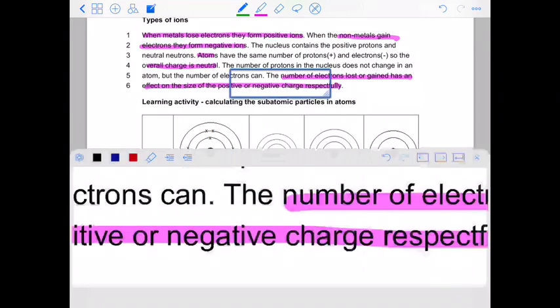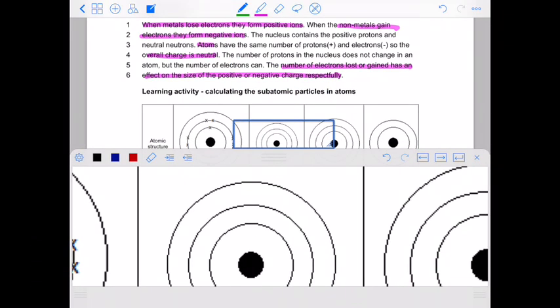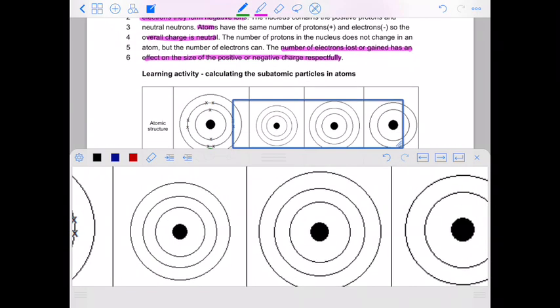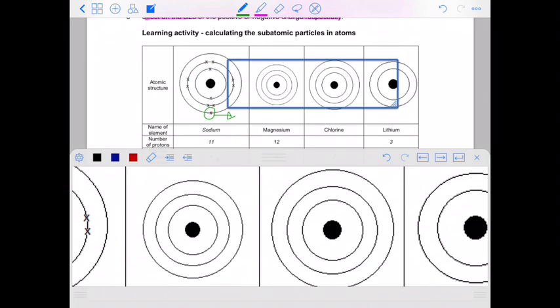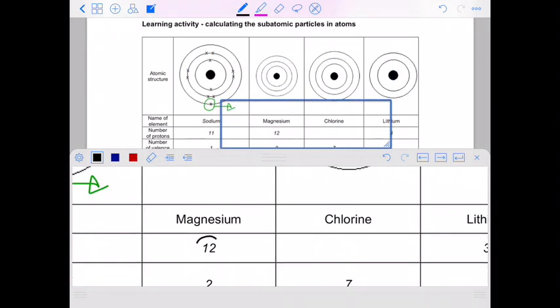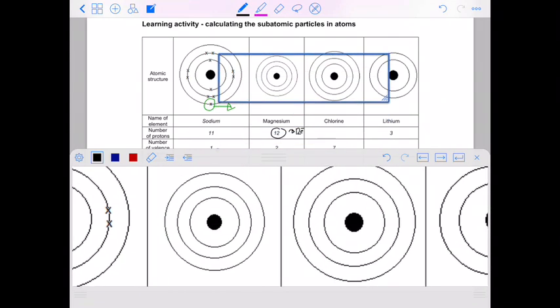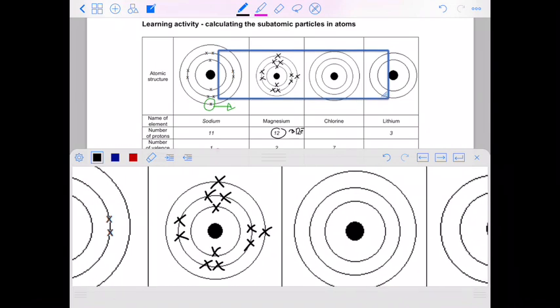So let's look and do magnesium together. So I'd like you to have this diagram drawn in your book. So with the circles just like this. So we can see here, magnesium has 12 protons. So an atom will have 12 electrons. So we know, starting from the beginning, 1, 2, 3, 4, 5, 6, 7, 8, 9, 10, 11, 12. So we've drawn our 12 electrons.